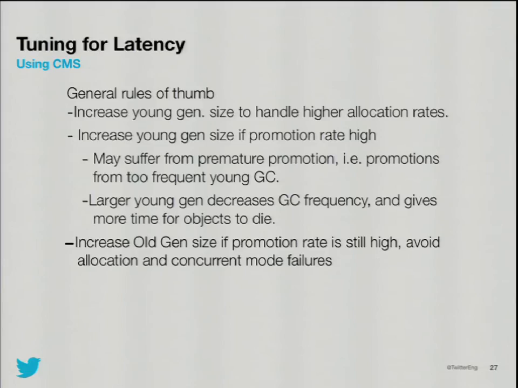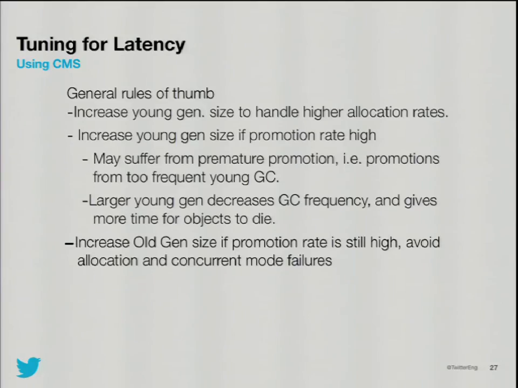So increasing the size of the young generation. If it suffers premature promotion, you're going to increase the size of the young generation to basically alleviate premature promotion. Premature promotion is the notion of GC happening too often and my objects are not dying young. They're not dying in the young generation. And if they just had a bit more time, they'd be able to die. So the way you influence that is by making a larger young generation. Essentially, it decreases the rate of GC and gives more time to die.